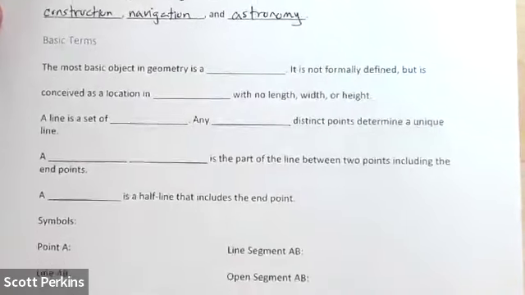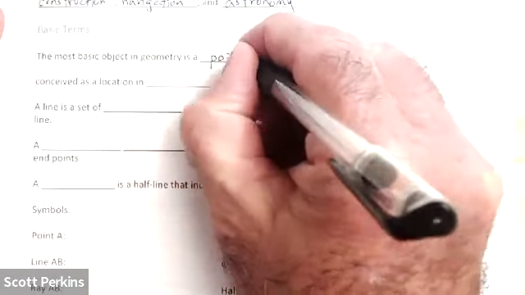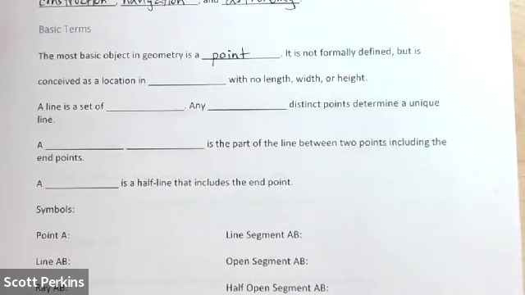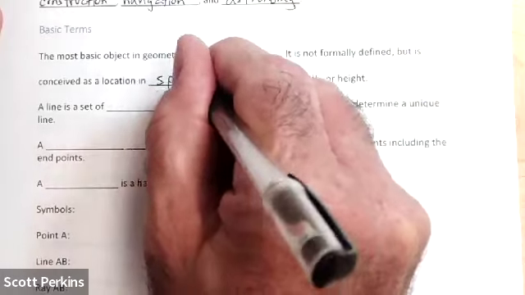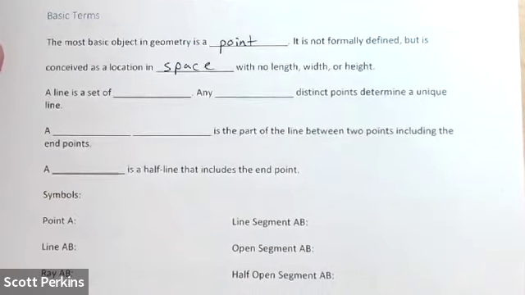So some of our basic terms: the most basic object in geometry is what's called a point. A point is not formally defined, but it is conceived as a location in space with no length, no width, or no height. A point has no volume, no area, no length. It is just a location somewhere in space. That is the most basic geometric object, and everything else in geometry is built up from there.